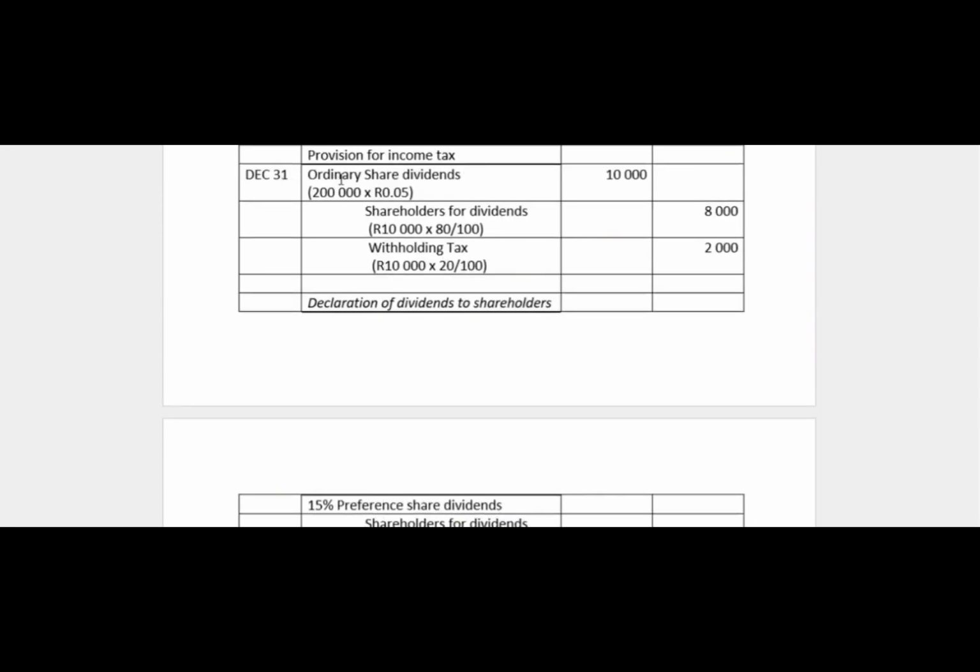All right, and then now we are done. This is how you record the declaration of dividends on ordinary shares. And then let's go in and record the one for preference, declaration of dividends for preference shareholders, right? So let's see. This is how we do it. Now we are going to number 2, which is preference dividends. Remember, this is for only 15%, because we've got 2. We've got the one for 12 and the one for 15.